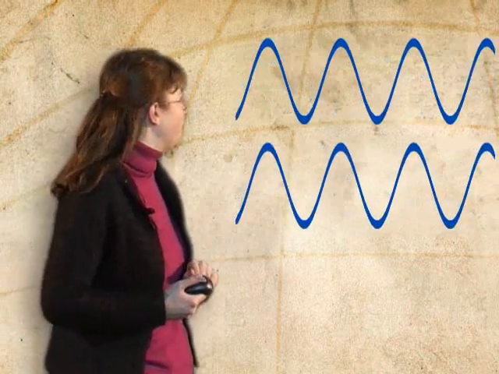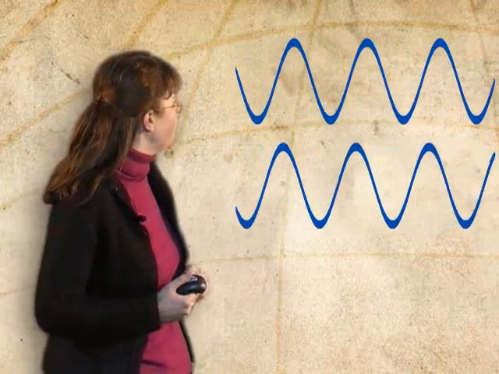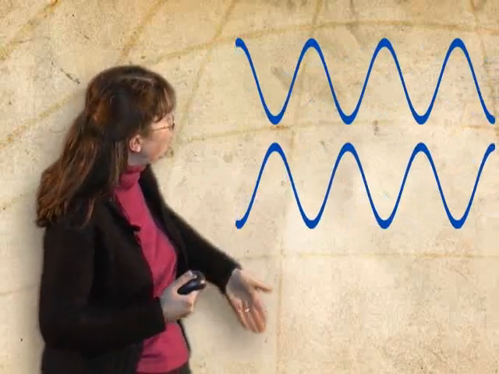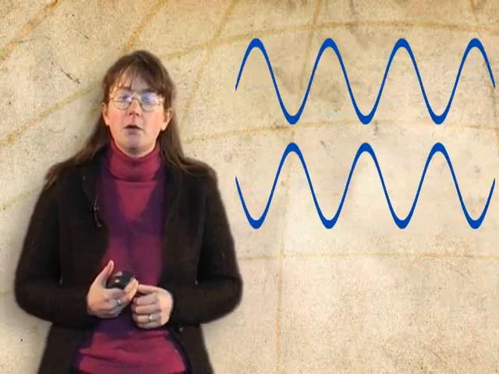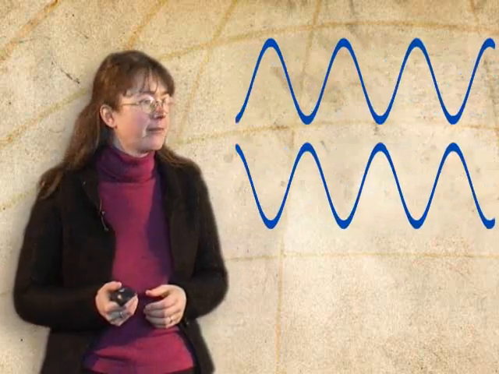Look at these two waves. They are in phase. They have a phase difference of 0. What about these waves? You can see that they're totally out of phase. When one's going up, the other one's going down. They are 180 degrees out of phase, or there's a half wavelength phase difference.